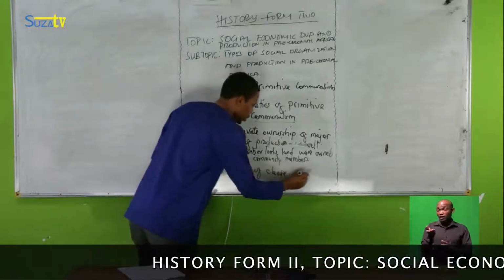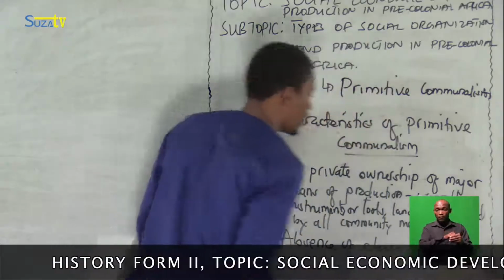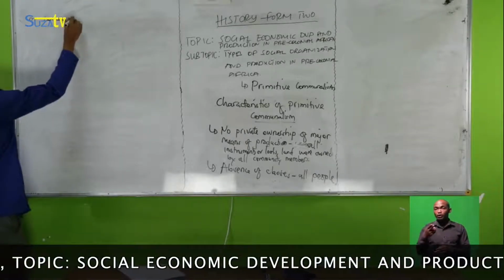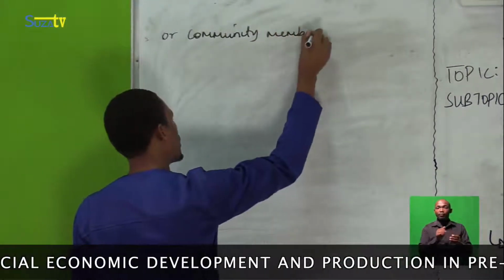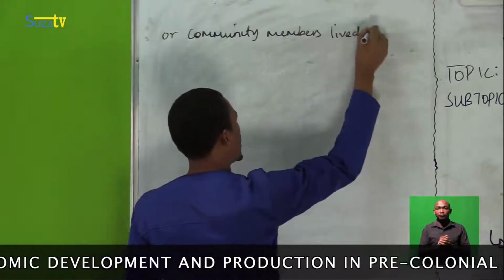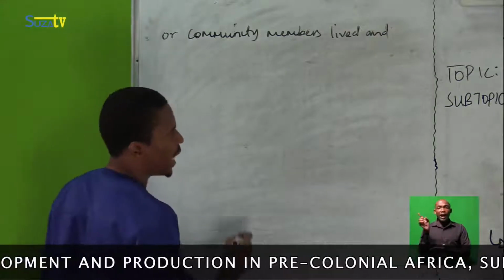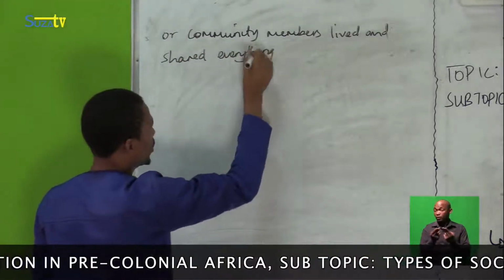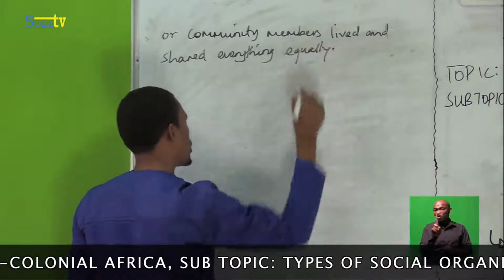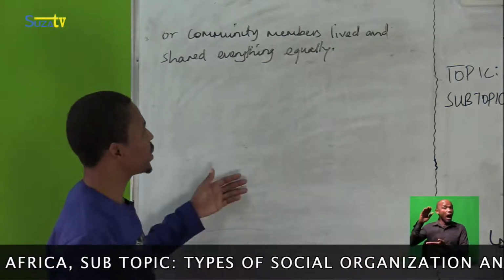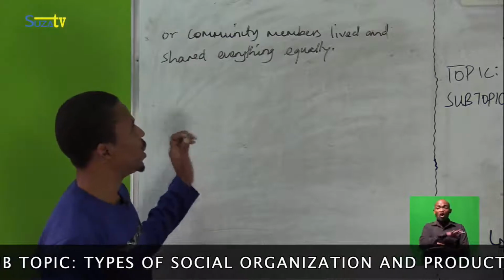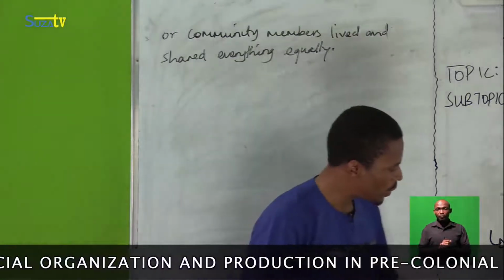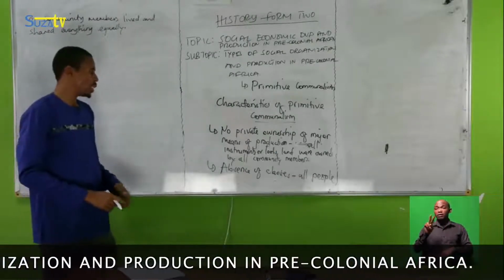All people, all community members, lived and shared everything equally. There was no higher class. Also, there was no lower class. All people were equal within the society. So we say absence of classes. In primitive communalism, there were no classes.